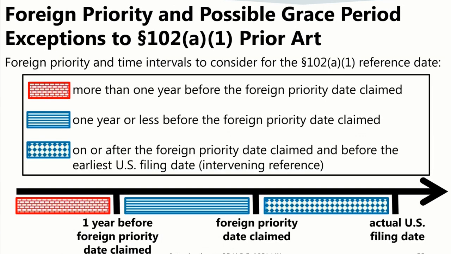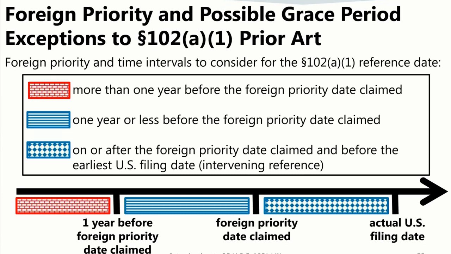In the next 3 slides, we will consider an application that has a claim for foreign priority, but where applicant has not yet perfected the claim, and we will look at Section 102(a)(1) prior art that falls into each of the 3 time intervals shown on this slide.